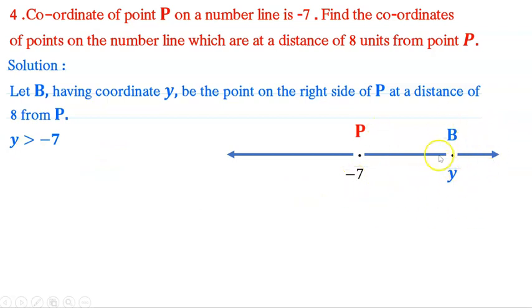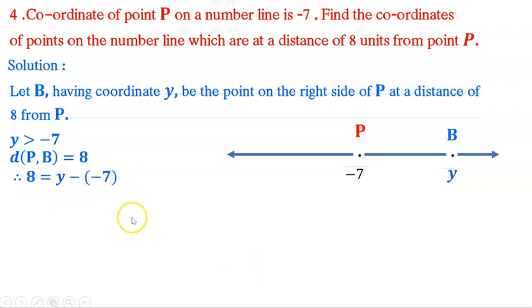Therefore this point must be greater than the point P. Now we will find out the distance PB. Okay, but we know the distance PB is equal to 8. PB is equal to 8. y is greater than -7. Therefore distance PB is equal to y minus in bracket -7.